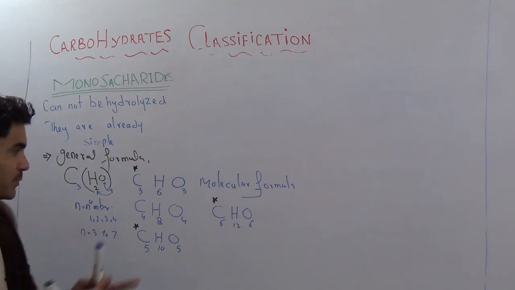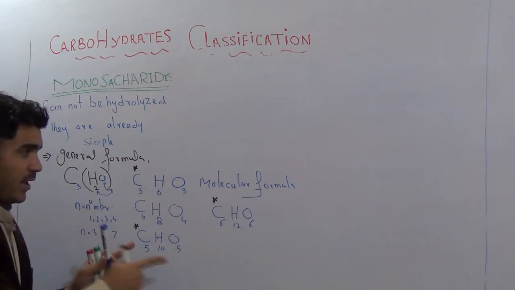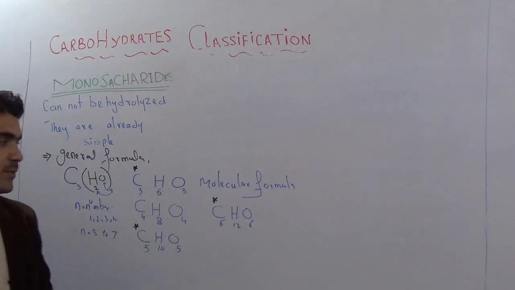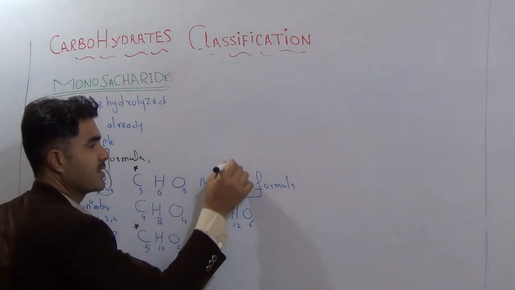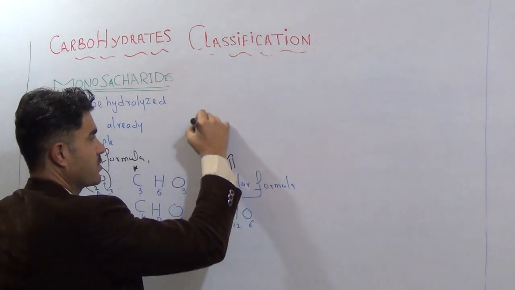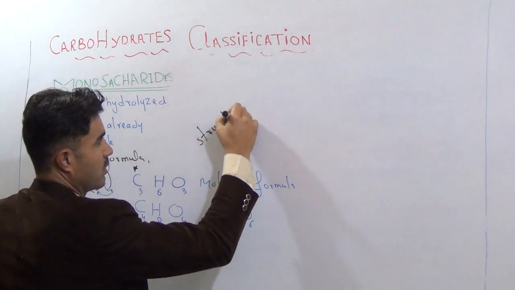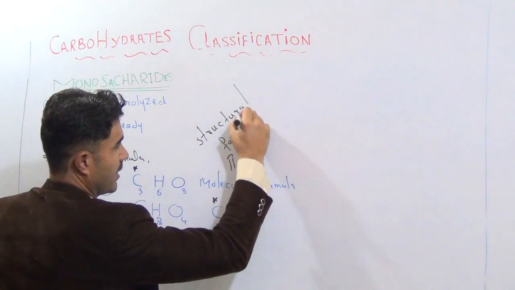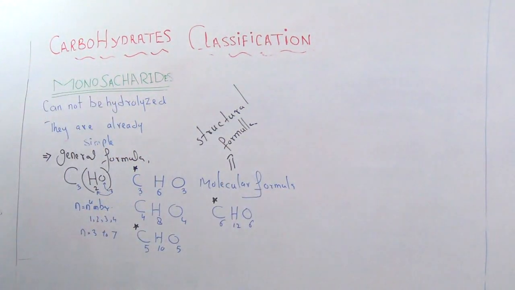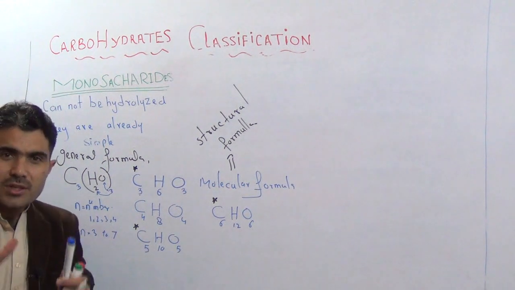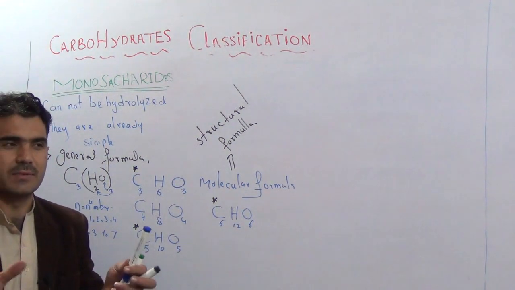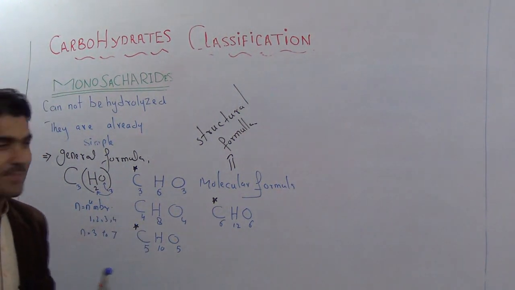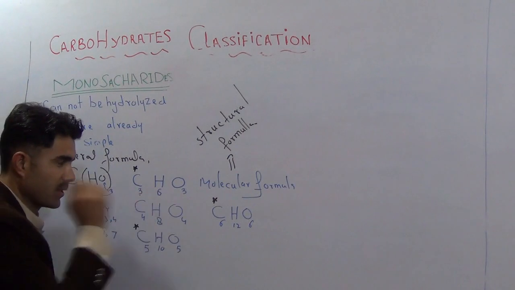I will draw their other formula. This was the molecular formula of the monosaccharides. I will write another formula, that is the structural formula. What is the structural formula? In the structural formula, we write the structure in such a way that bonds are shown. Okay, so let's start with this one.